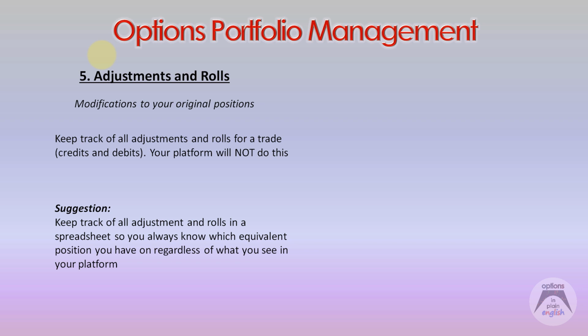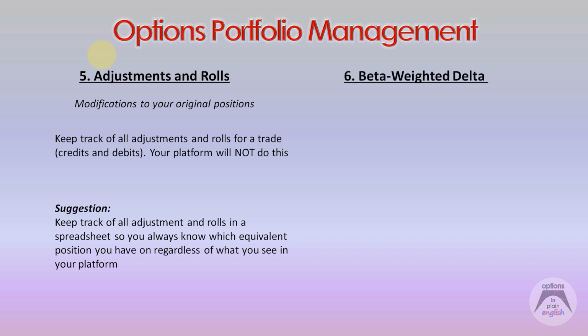You need to know what your equivalent position, your whole cumulative position is, so that you can make the best decision in terms of rolling, adjusting, or finally closing a position. If you want to wait until you have some profit, you have to consider all the different credits and debits that have been active or that have happened to that particular trade.